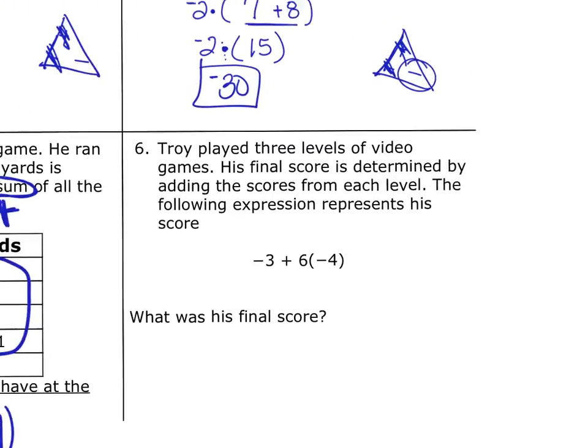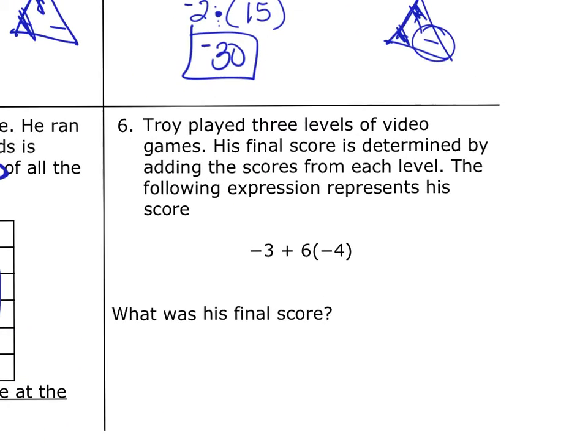Okay? Last problem. Troy played 3 levels of video games. His final score is determined by adding the scores from each level. The following expression represents his score. So here's his score. Now this, really be careful. This says -3 plus, now this is not 6 minus 4. Okay, this parentheses is only there to let us know that that is a negative.